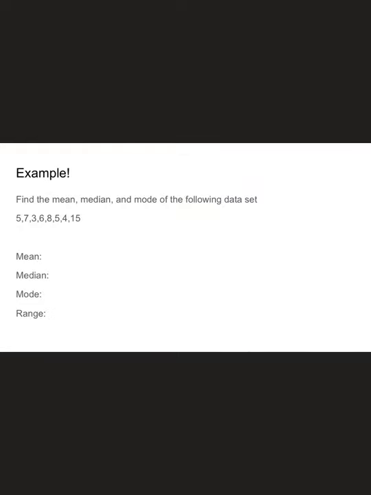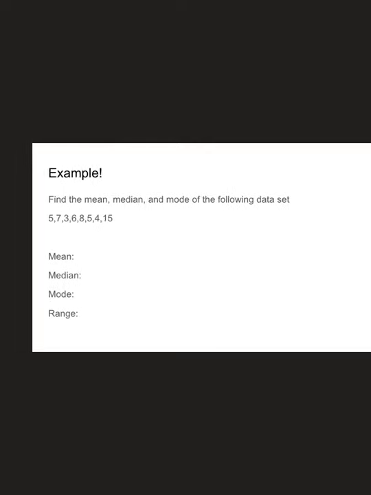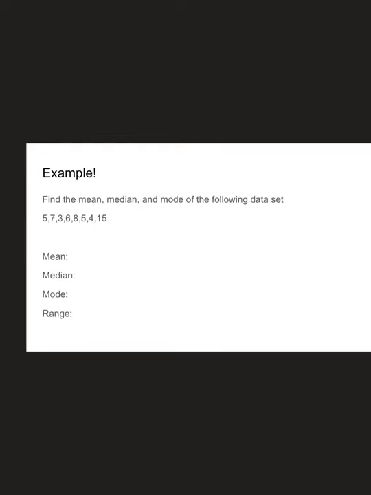Let's do an example here. We want to find the mean, median, mode, and actually range as well of the following data set. For the mean, we're going to add these all up together: 5 plus 7 plus 3 plus 6 plus 8 plus 5 plus 4 plus 15. Then we're going to divide by how many there are. We have 1, 2, 3, 4, 5, 6, 7, 8. We're going to divide the number that we get by 8, and when we do that, we will get 6.625.